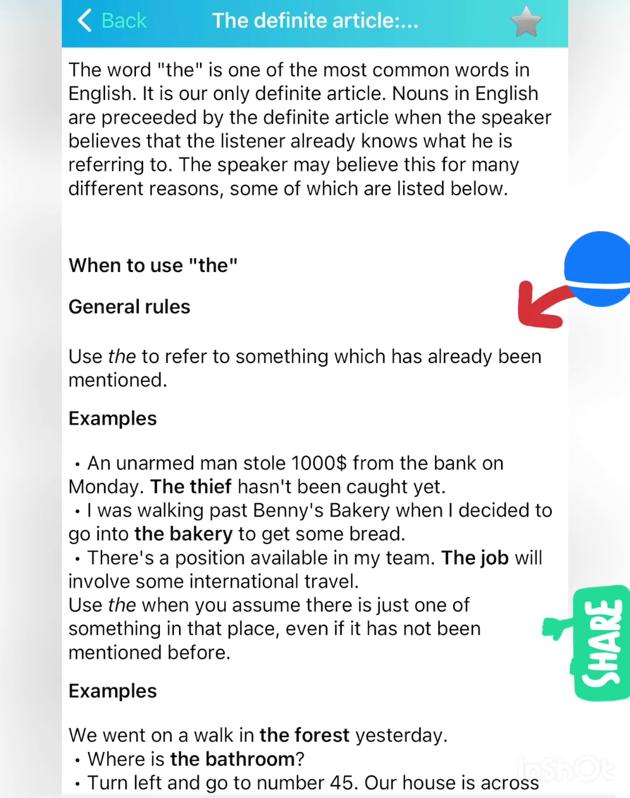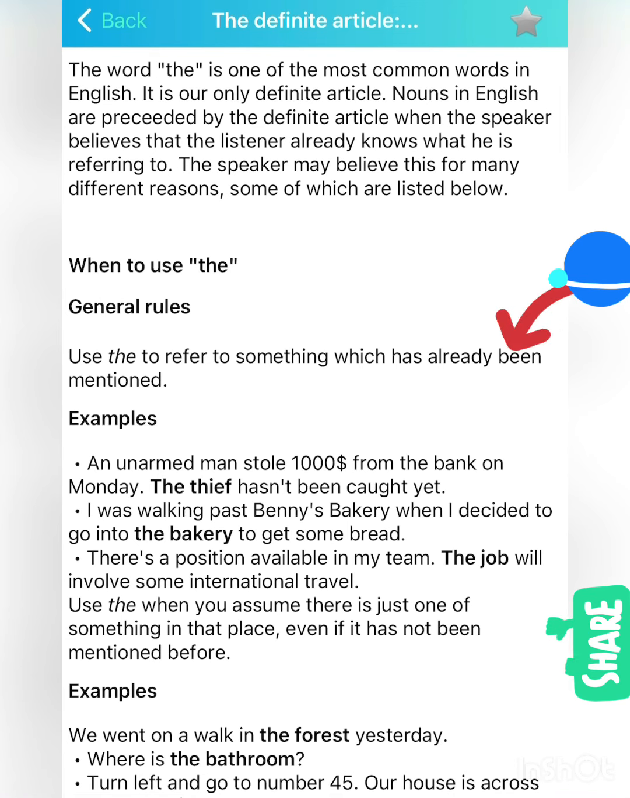So let's look at a couple of examples where we assume the listener has already been introduced to whatever we are talking about. The first example is: "An unarmed man stole $1,000 from the bank on Monday. The thief hasn't been caught yet." If you look at this, the sentence is in two parts. The first part has introduced a man who has stolen $1,000 from the bank on Monday. And the second part is still talking about the same man, as a thief, and that he has not been caught yet.